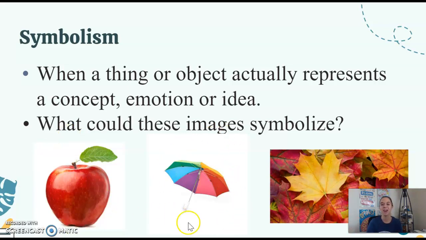Okay, umbrella, so I use it when it's raining or snowing or something. That's true, but maybe this could also represent something like protection, comfort, shelter, right? So a little bit bigger than itself there.